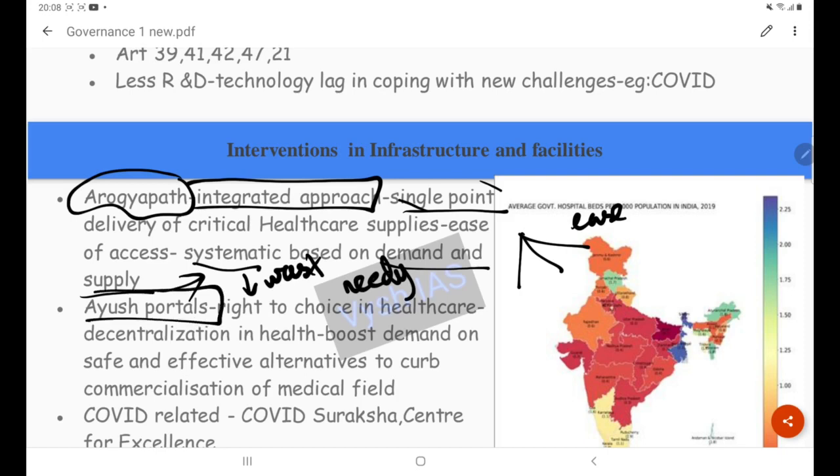Then Ayush portals. Why the Ayush portal? It is like a right to choice in healthcare. See, English medicine penetration is increasing in India.